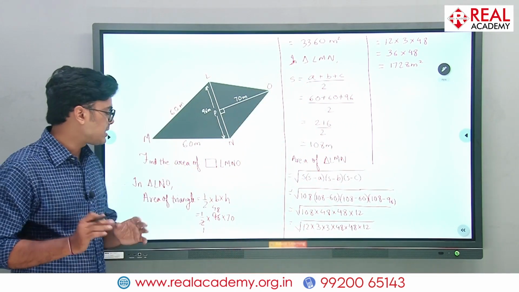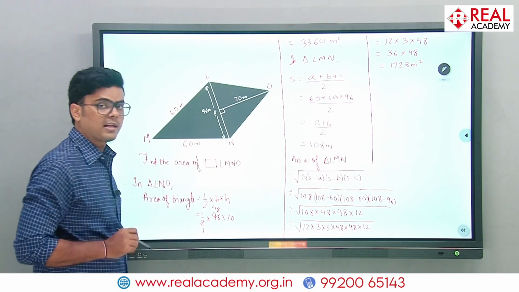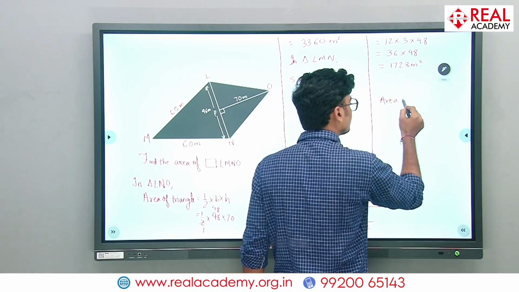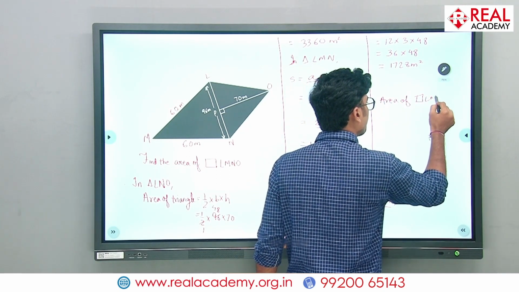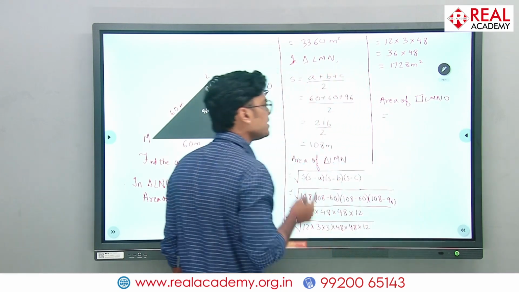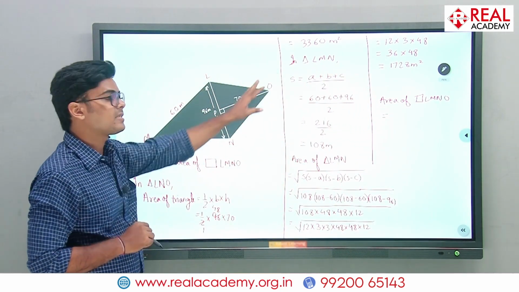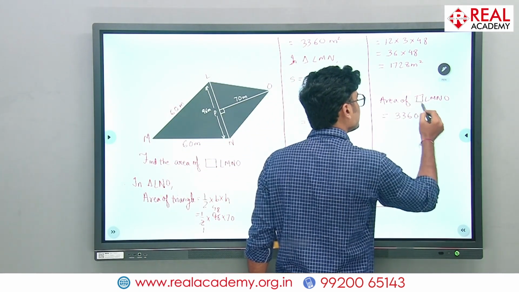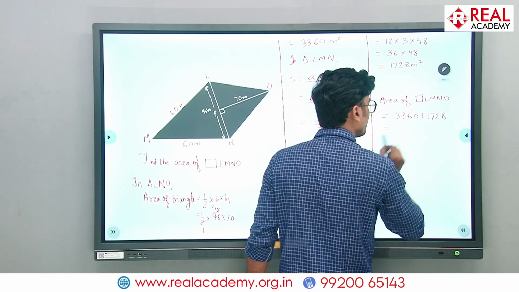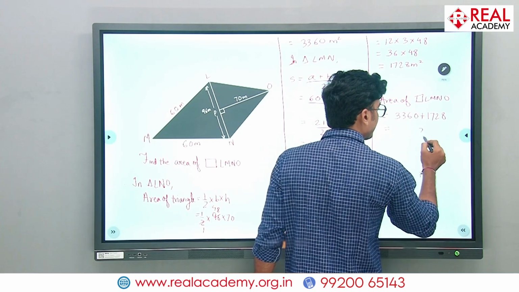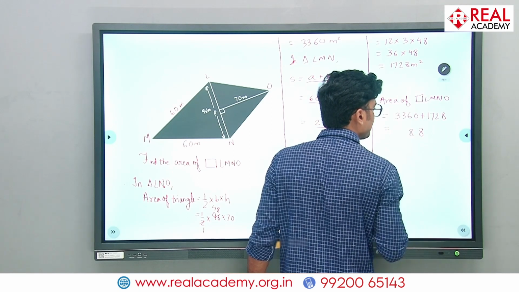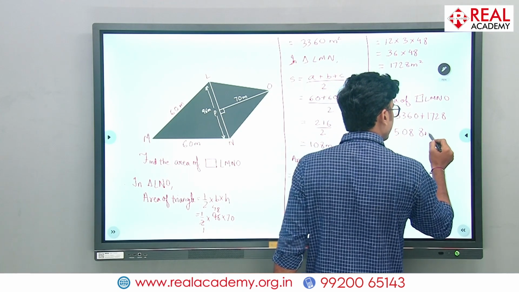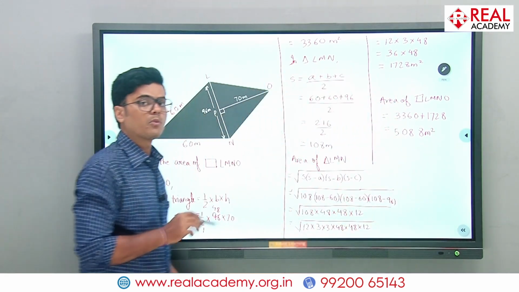But still, the main question is to find the area of quadrilateral LMNO. Therefore, the area of quadrilateral LMNO will be the addition of these two areas. Area of this triangle 3360 plus 1728. If you add these two, you will get 8 here, again 8 here, 7 plus 3 is 10, 1 carry, 4 plus 1 is 5. 5088 meters square is the area of this quadrilateral.